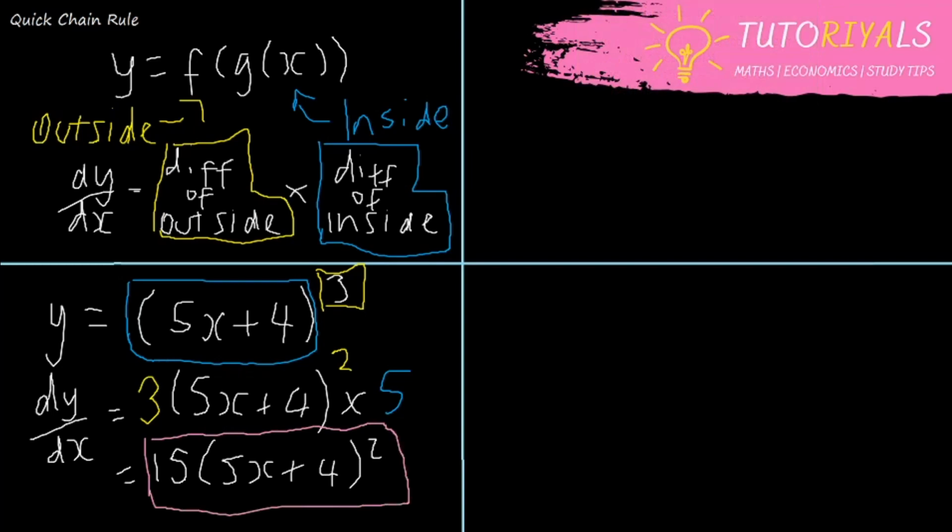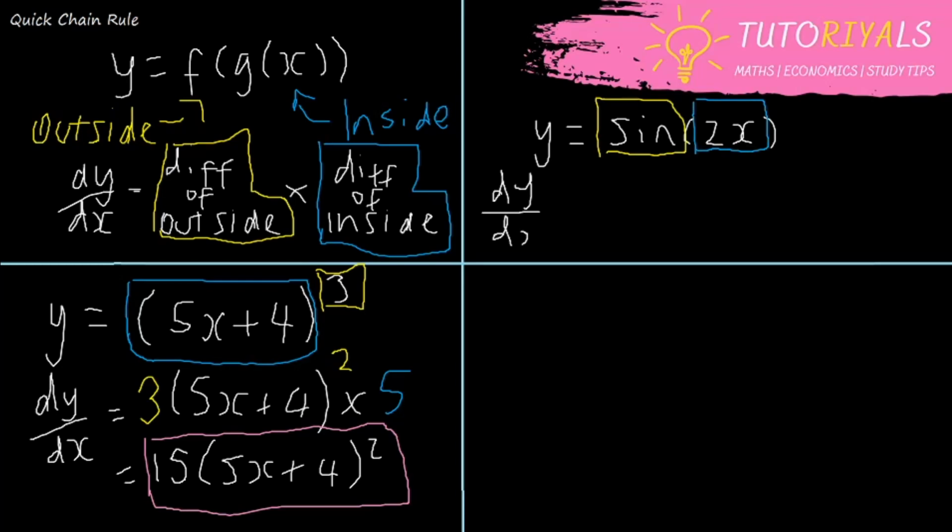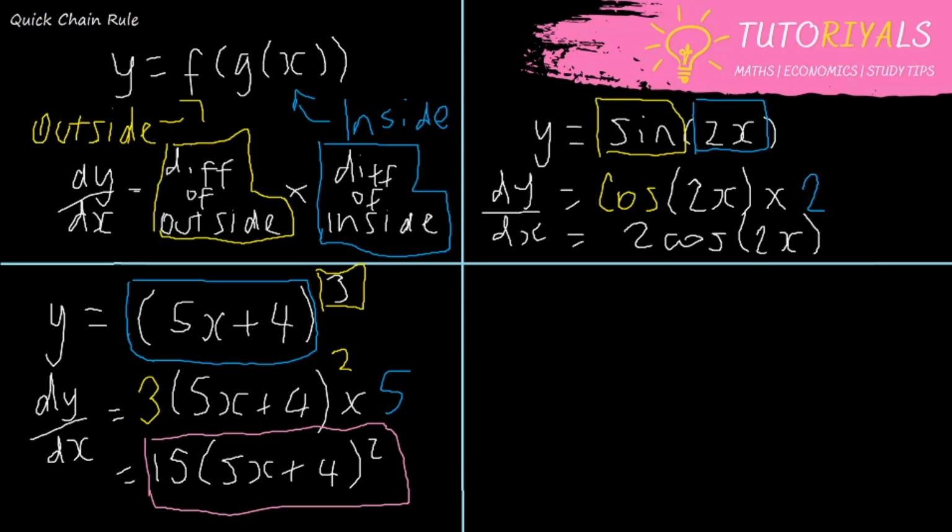Now take another function. Say y equals sine of 2x. The outside of our function is sine and the inside is 2x. If we differentiate sine, i.e. the outside of our function, we get cos. We keep the inside the same, so it's just cos of 2x, and we multiply by the differential of the inside of our function, which is 2. Simplify this and we get 2 cos 2x.